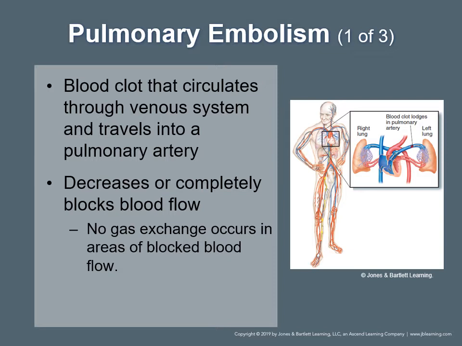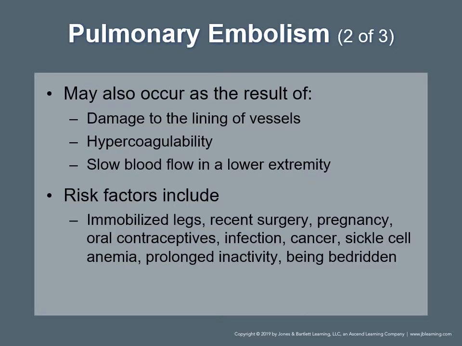Then it breaks off, circulates through the venous system, and moves through the right side of the heart and into the pulmonary artery. It decreases or completely blocks blood flow. No gas exchange occurs in areas of blocked blood flow, even though inhalation and exhalation are occurring. It causes ventilation perfusion mismatch. It may also occur as the result of damage to the lining of vessels, hypercoagulability, or slow blood flow in a lower extremity.